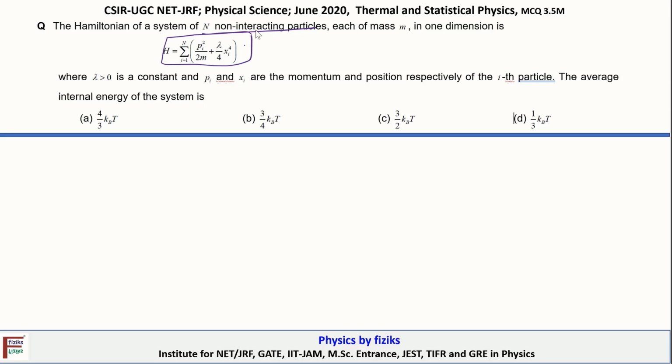Here the first term is the ordinary kinetic energy term, p squared by 2m, and the second term has a fourth power in displacement, plus lambda by 4 x_i to the fourth. It's given that lambda is greater than 0, a constant, and p_i and x_i are the momentum and position respectively of the ith particle. Now we have to find the average internal energy of the system.